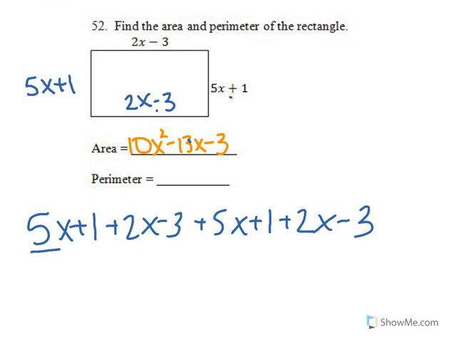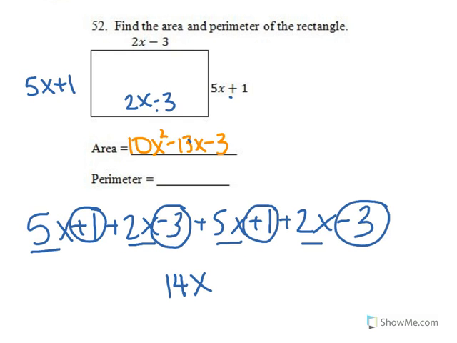Combine my like terms. 5x + 2x + 5x + 2x is 14x. Then 1 and negative 3, positive 1 and negative 3, so minus 4. 14x - 4.